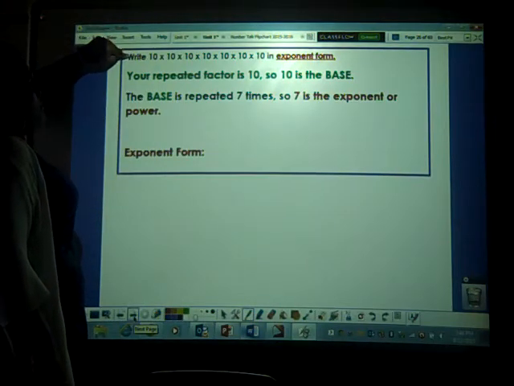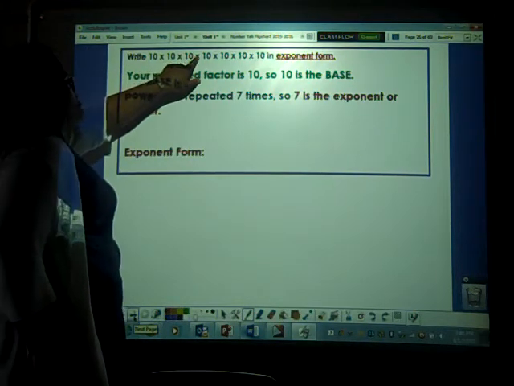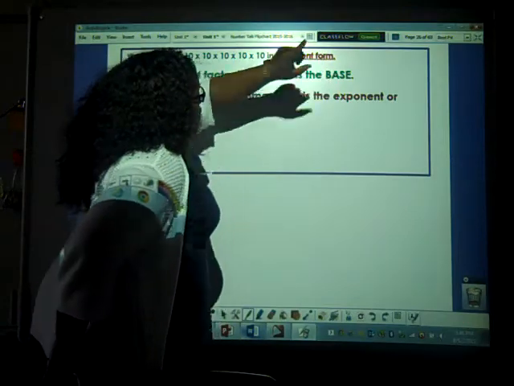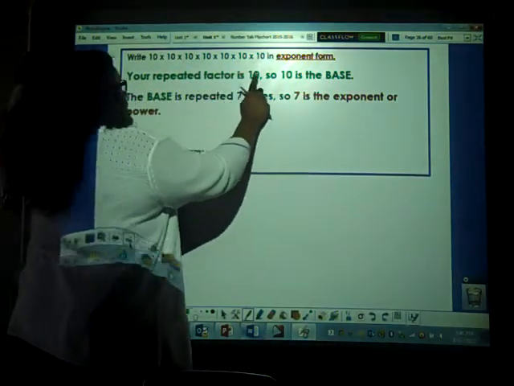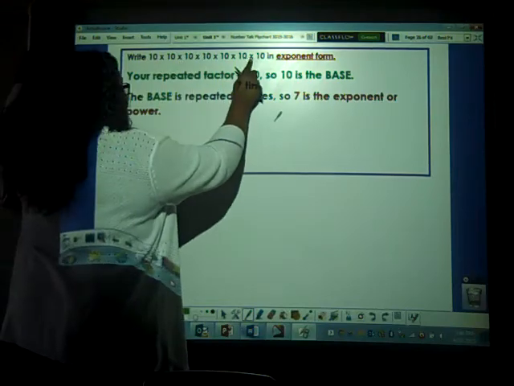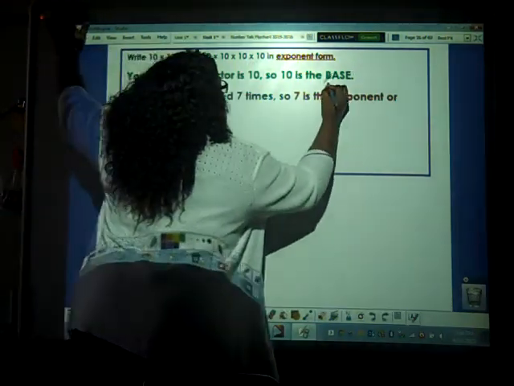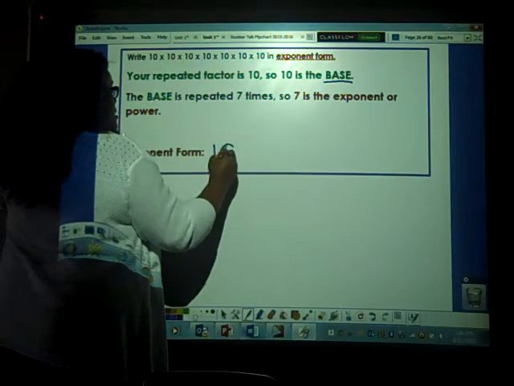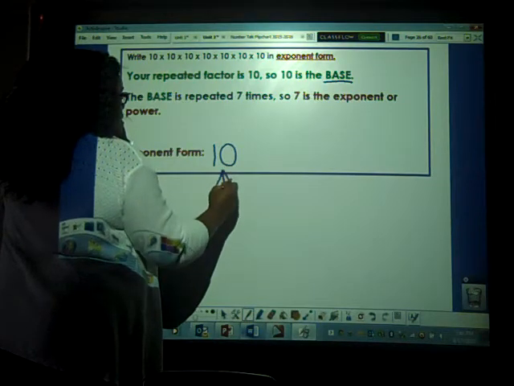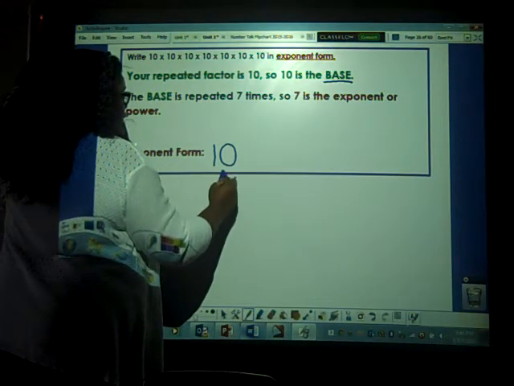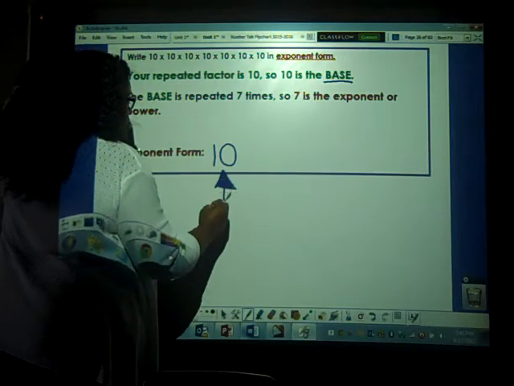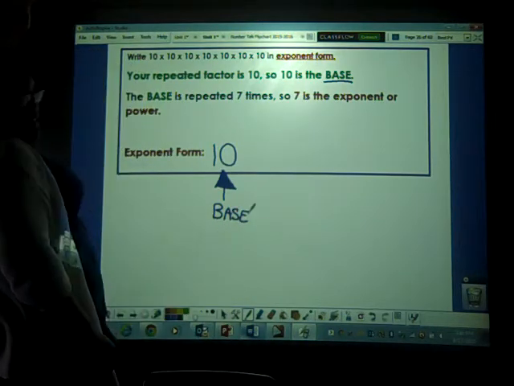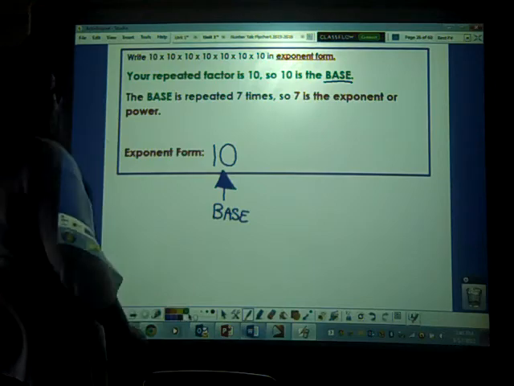So we have 10 times 10 times 10 times 10 times 10 times 10 times 10 in exponent form. Your repeated factor is 10. What's being repeated? 10. So 10 is going to be your base. So my base is 10. That's my base. Now, my exponent.